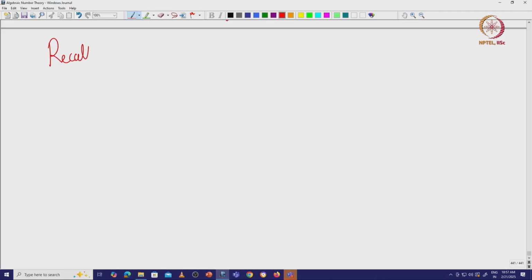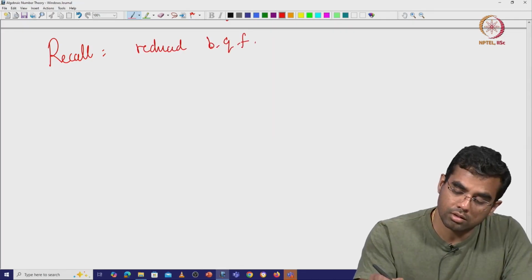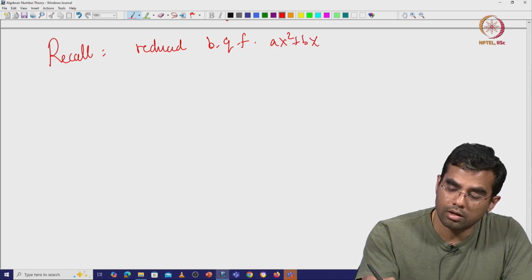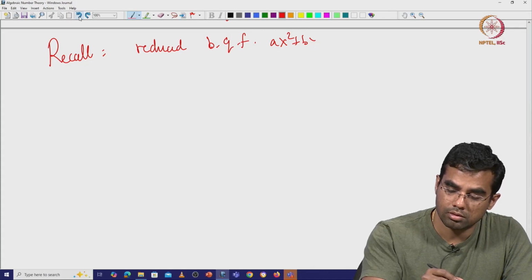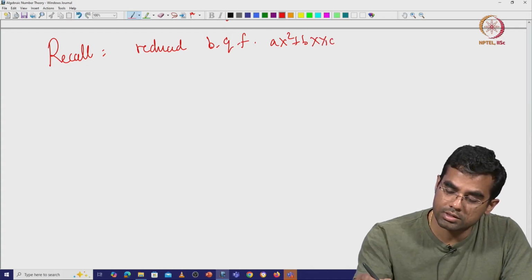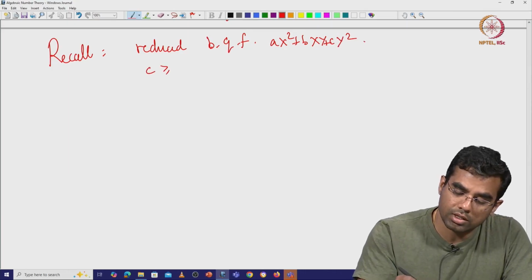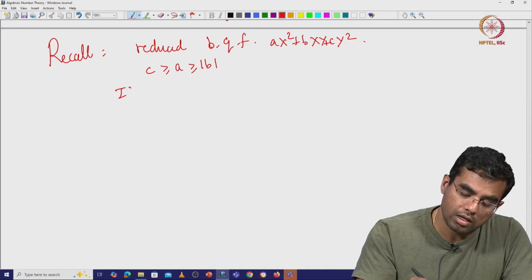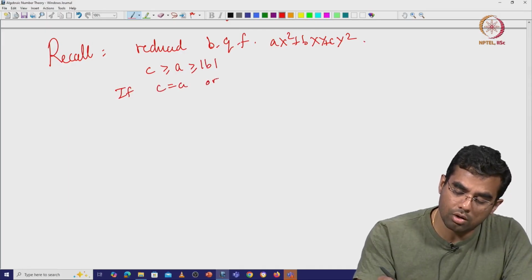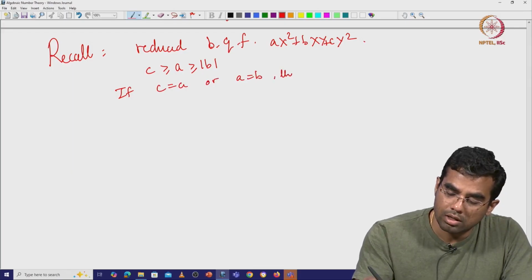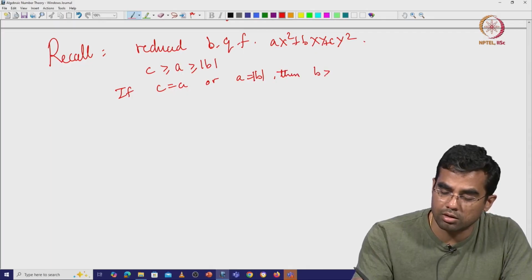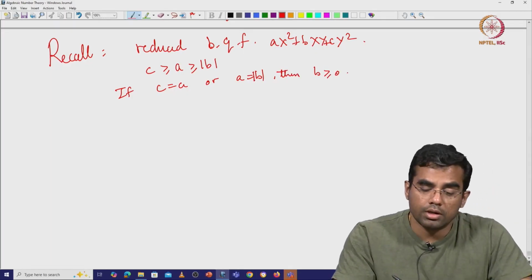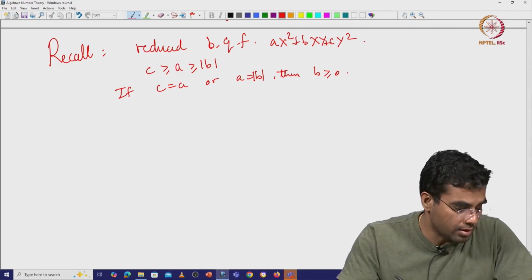Okay, so here it is. Now, recall that a reduced binary quadratic form is ax squared plus bxy plus cy squared, where c has to be bigger than or equal to a, and a is bigger than or equal to mod b, and if equality holds, so if c is equal to a or a is equal to mod b, then b can be taken to be bigger than or equal to 0, right.